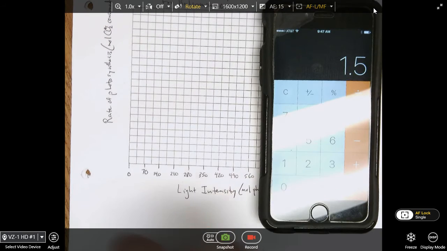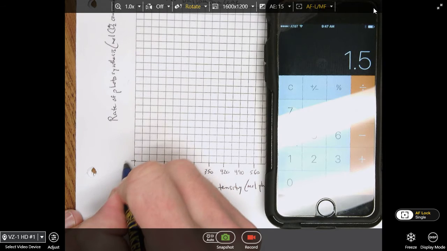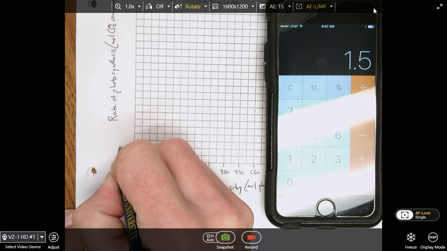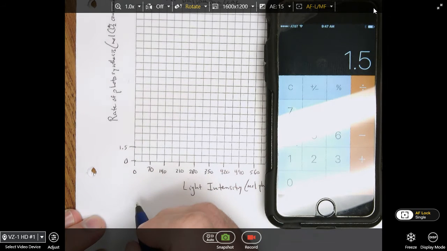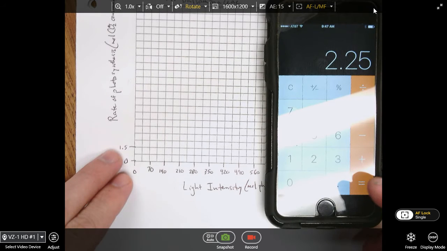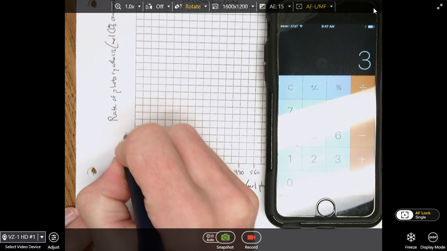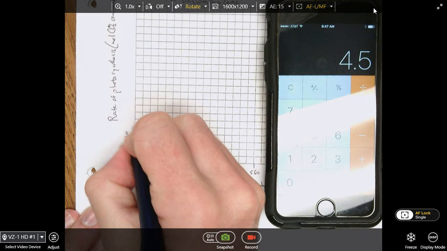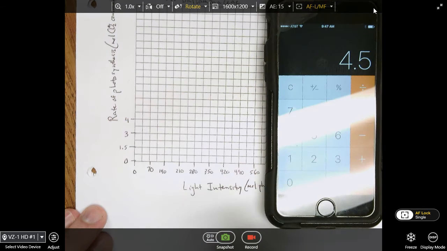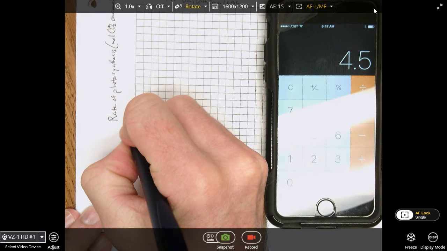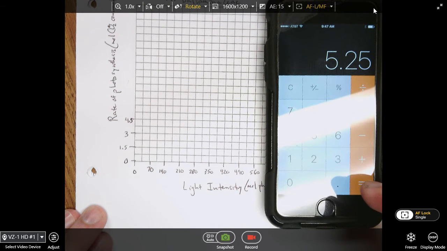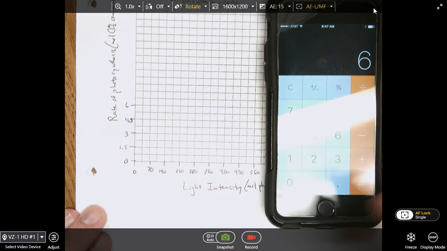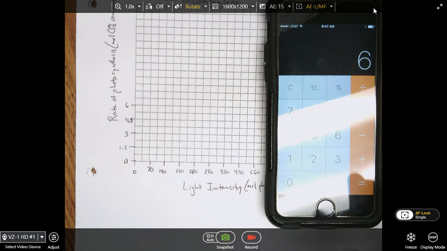So if every box here is, we're putting 0 on the bottom. If every box is 0.75, again, I'm going to skip boxes. This would be 1.5. And then the next one would be 2.25. The next one after that would be 3. So I skip 2 lines and I'd put 3. And then I skip 2 lines and I'd put 4.5. And then the next one would be 5.25, but then the next one is 6 because I'm going every other line here, and I keep going until I get past 13.3.